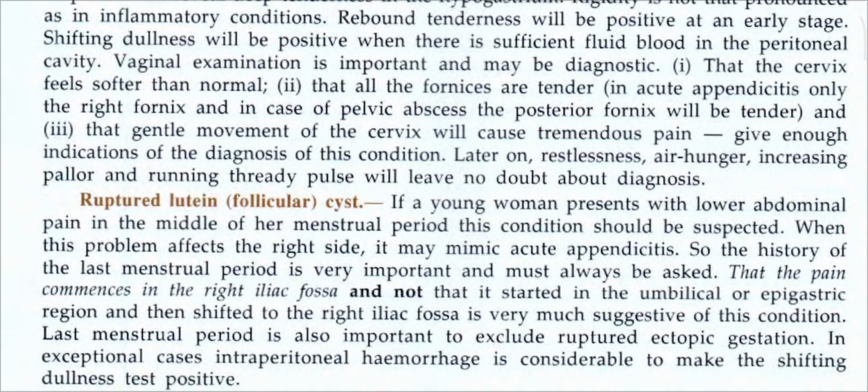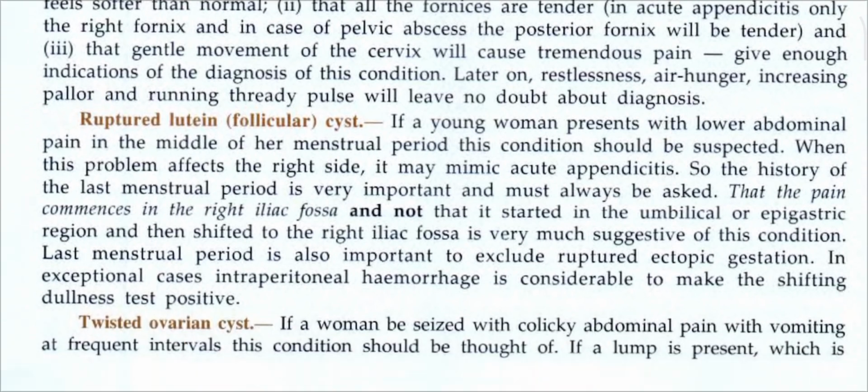Ruptured ovarian cyst, follicular cyst. If a young woman presents with lower abdominal pain in the middle of her menstrual period, this condition should be suspected. When this problem affects the right side, it may mimic acute appendicitis. So the history of the last menstrual period is very important and must always be asked. That the pain commences in the right iliac fossa, and not that it started in the umbilical or epigastric region and then shifted to the right iliac fossa, is very much suggestive of this condition.